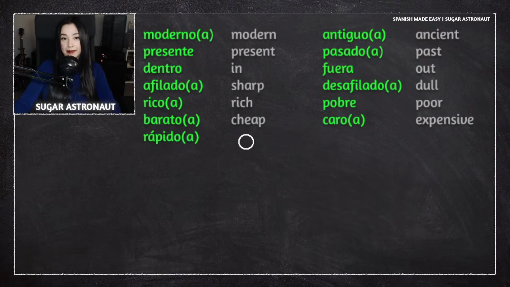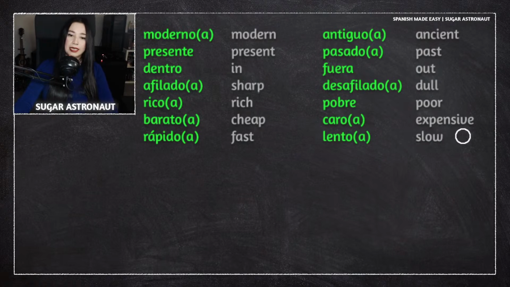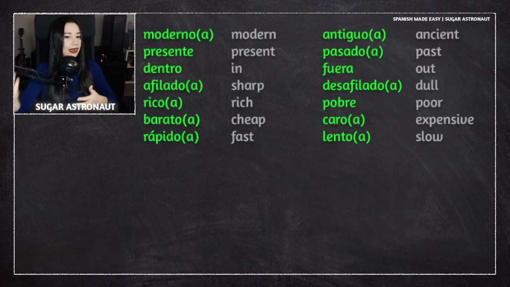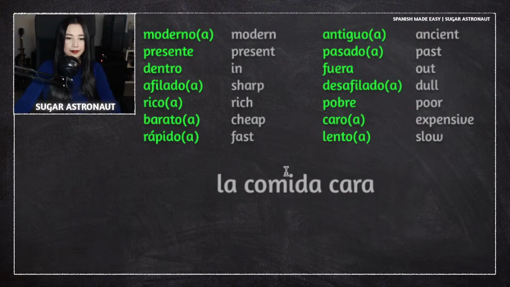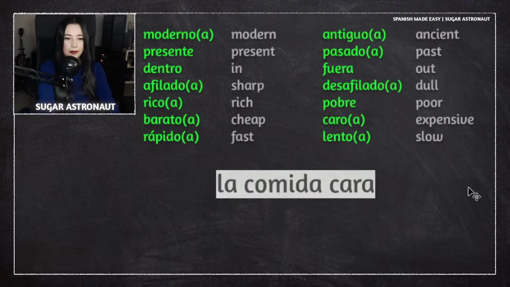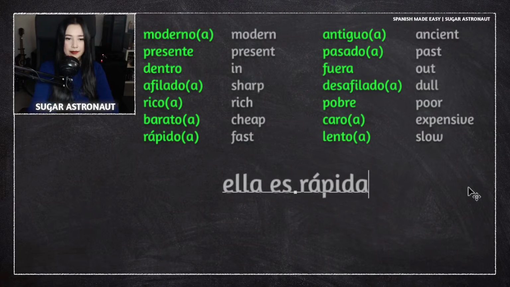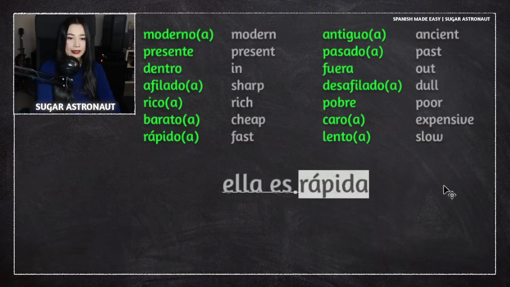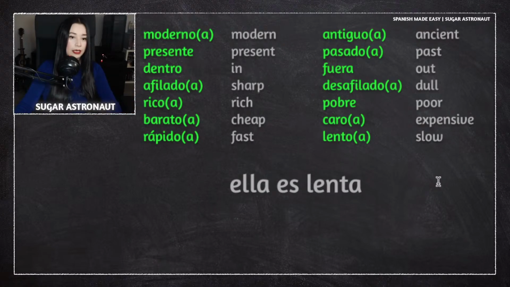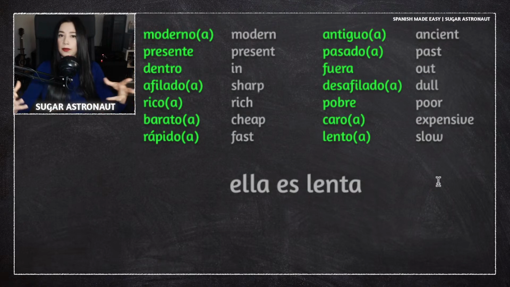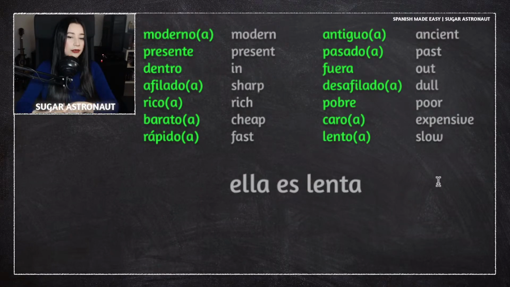Rápido or rápida. That means fast. Or lento, lenta. That means slow. Rápido, lento. Rápida, lenta. So I could say ella es rápida. She's fast. Or ella es lenta. She is slow. Maybe she's making some food and she's taking forever. Or maybe she is trying to do something and she doesn't know how to do it, so she can be a little slow. So ella es lenta, rápida.